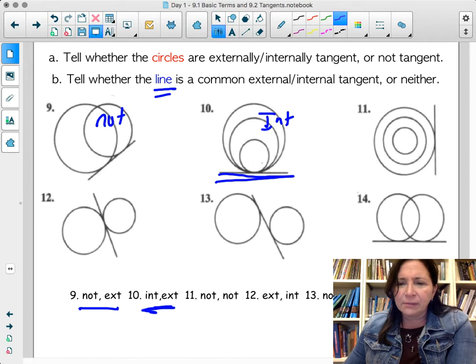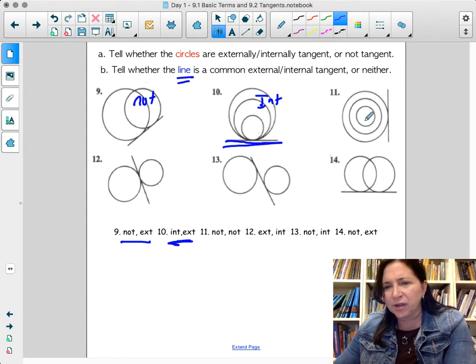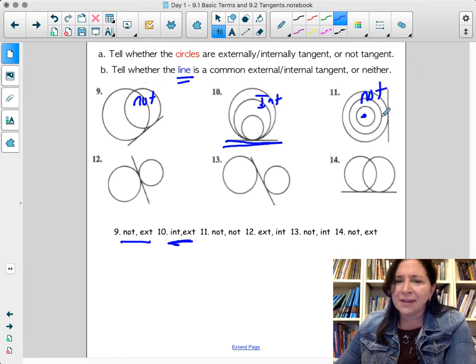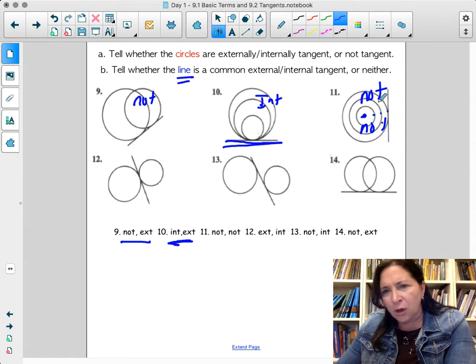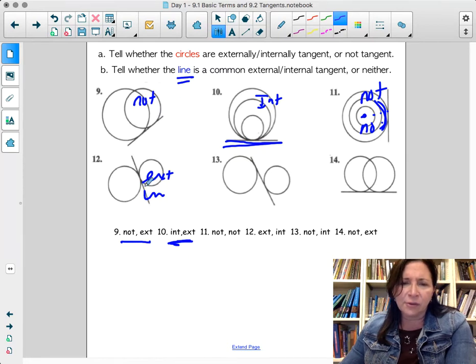So number 11, okay, let me move that up. Number 11 is not tangent. Remember, these are concentric circles, how they all have the same center. These are not internally tangent, and they are also not externally tangent either, because for them to be, all the points would have to be hitting the same place. For number 12, this is externally tangent, and the line is a common internal tangent line.